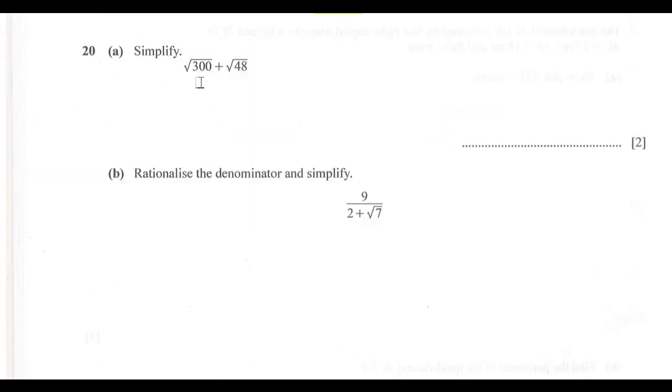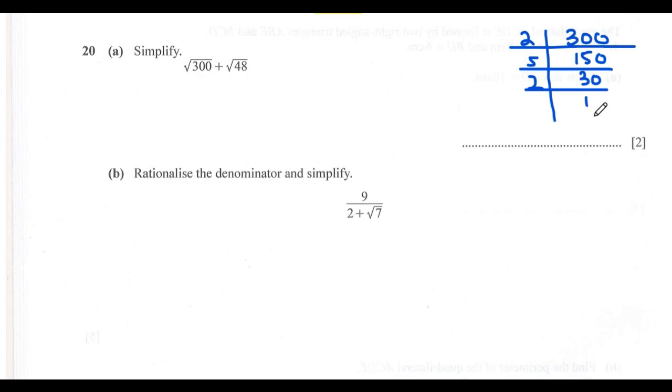Question number 20 says simplify square root 300 plus square root 48. I've told you to solve square roots we can prime factorize the numbers. So 2 times 15 is 30, 0 comes along. Then we can do it on the table of 5. 5 threes are 15 and 0 comes along. Then we can again do it on the table of 2. 2 15s are 30. Then again on the table of 5, 5 threes are 15 and then 3 ones are 3. So we have got 2 square multiplied by 5 square and then a single 3.